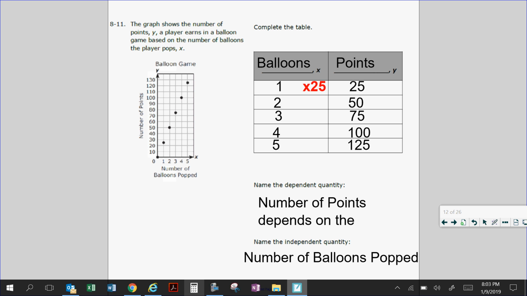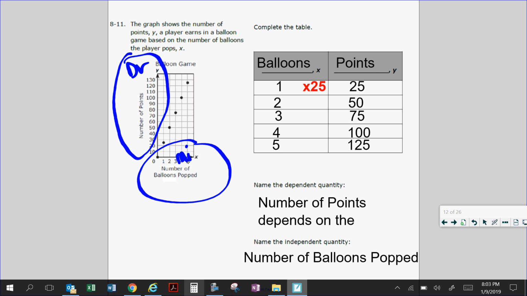Or does this make sense? The number of balloons popped depends on the number of points. No, that doesn't make sense. So if you have a difficult time with dependent and independent, in science class you may have learned something called DRY MIX. So the dependent is always the y-axis, and the independent is always going to be the x-axis.